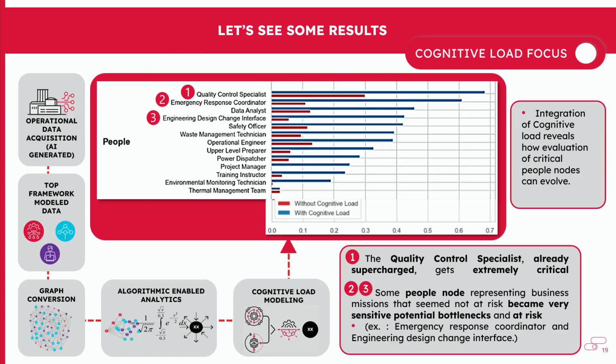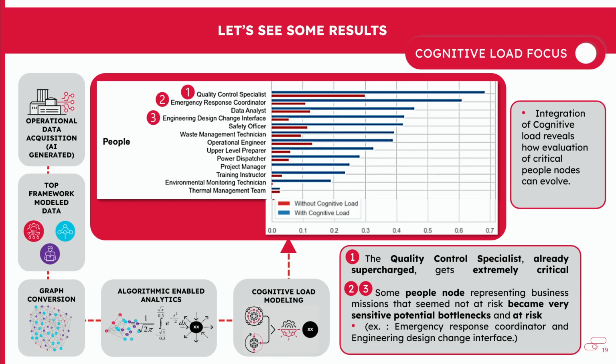Then we talk about cognitive load. What you see on the figure, quite simply, is how we model business centrality without cognitive load integration in red, and with cognitive load integration in blue. And as you can see, the identification of potential bottlenecks and risk for entities changes drastically for people nodes, business roles if you want. And you see that in number 1, our quality control specialist that we have discussed a lot in previous slides is even more overloaded here.